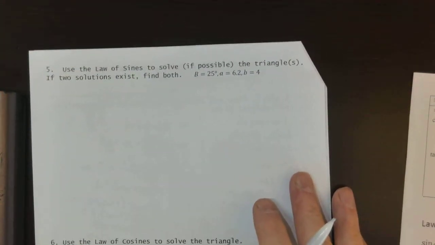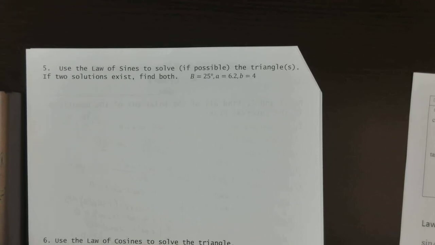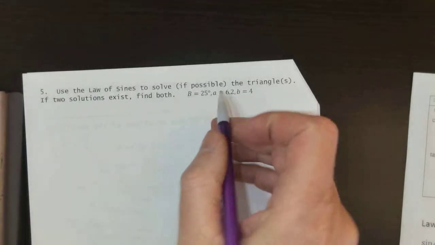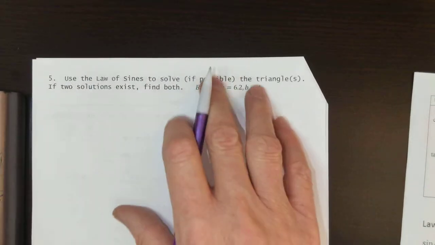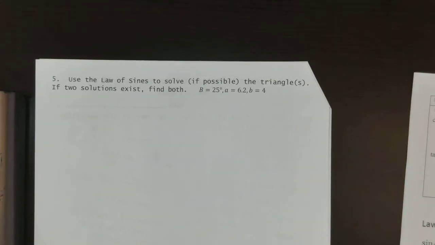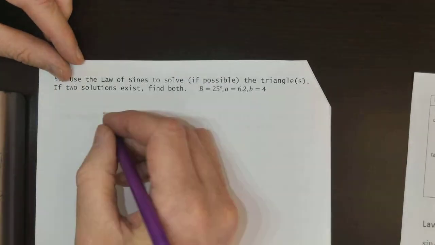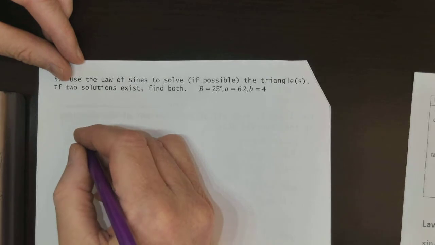Number 5. Use the law of sines to solve, if possible, the triangles. If two solutions exist, find both. Okay, now this one, we had been talking about A, B, and C, but A had always been the given angle, and how to compare that. And this one kind of slipped us up a little bit.